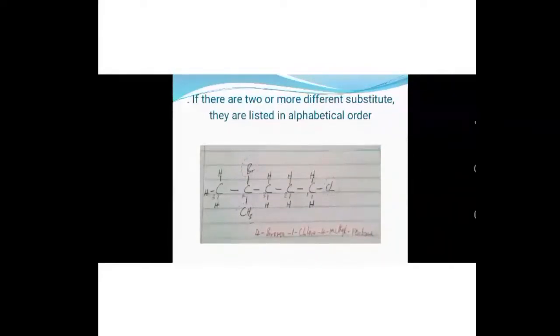You can see that the first numbering here is from the carbon that is attached to chlorine. That is the one that gives that functional group the lowest possible number. Now, after proper numbering, then in naming, you consider the alphabet. That is B for bromine, which comes before C for chlorine, which comes before M for methyl.